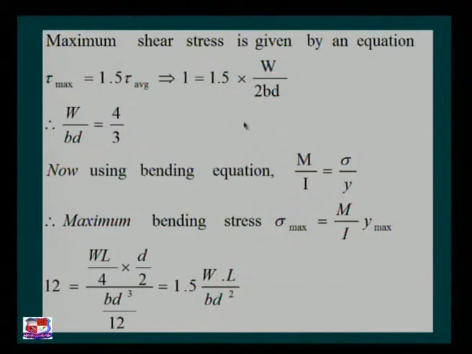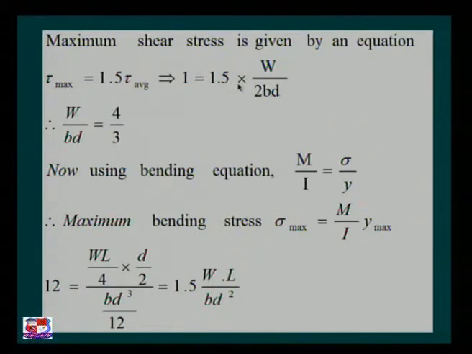Now maximum shear stress is given by an equation. Tau maximum is 1.5 tau average. This equation is valid for a rectangular section, and in the data which has been given to us, the given section is rectangular. So tau maximum value is given to us as 1. 1 is equal to 1.5 into tau average, which is W by 2BD, as the tau maximum value 1 is given in the data.